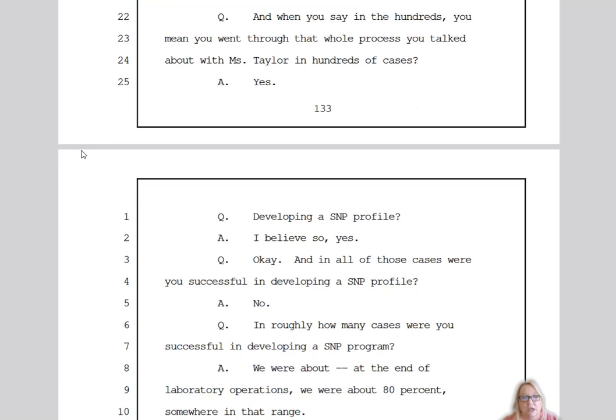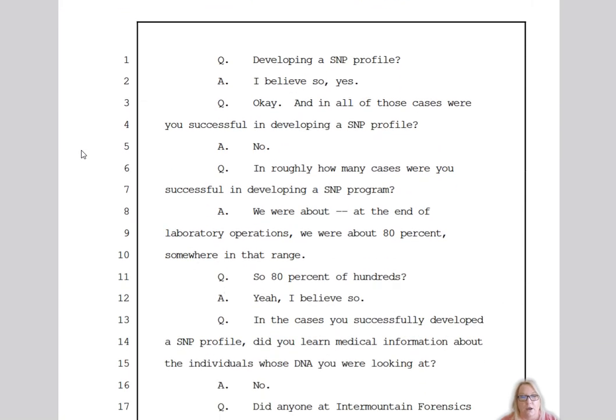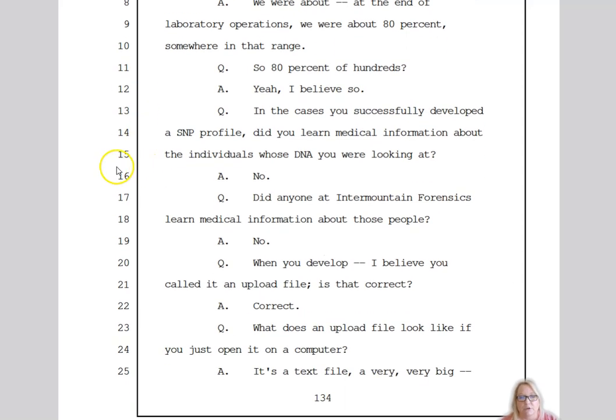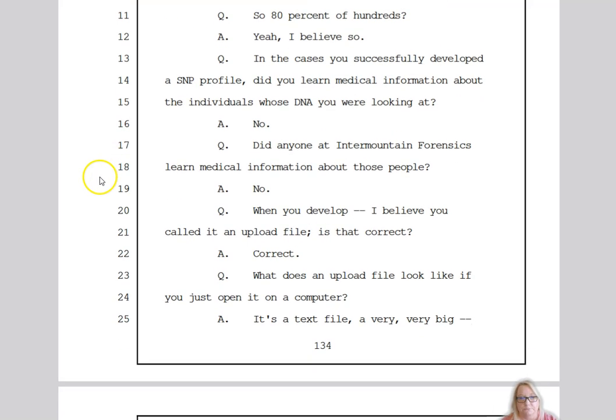And when you say in the hundreds, you meant you went through that whole process you talked about with Miss Taylor in hundreds of cases? Yes. Developing a SNP profile. I believe so, yes. Interesting. And in all of those cases, were you successful in developing a SNP profile? No. In roughly how many cases were you successful in developing a SNP profile? Is this program? I think they mean profile. At the end of laboratory operations, we were about 80%, somewhere in that range. So 80% of hundreds. I believe so.